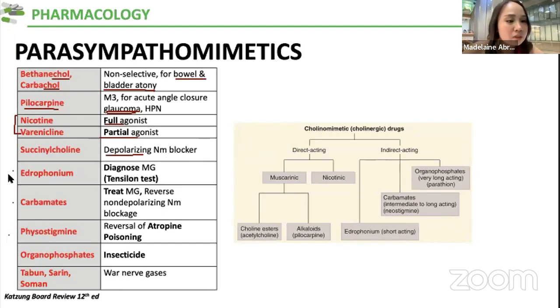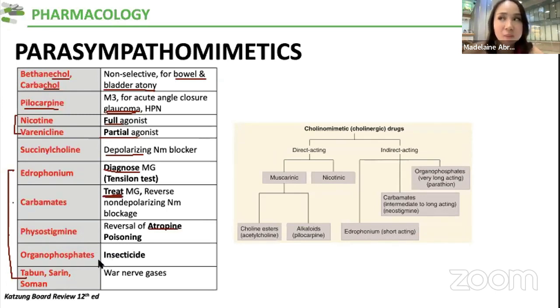Edrophonium versus your carbamates, versus your stigmine. So these are all acetylcholinesterase inhibitors. Okay, they all inhibit the degradation of acetylcholine by the enzyme. In terms of use, the edrophonium, diagnosis. Carbamates, treatment, especially your neostigmine. Physostigmine, atropine toxicity.